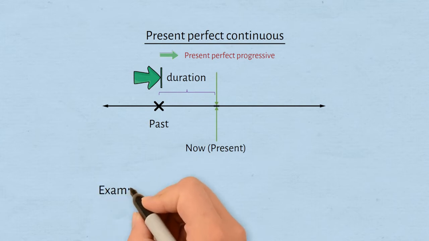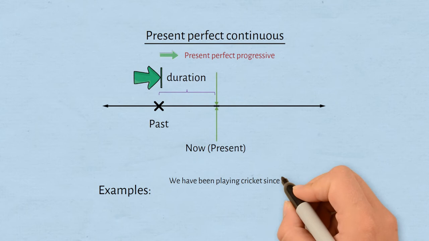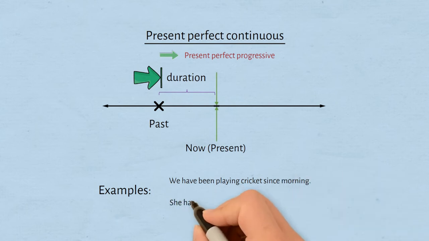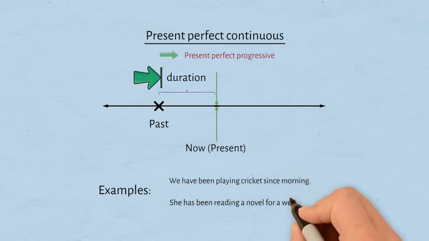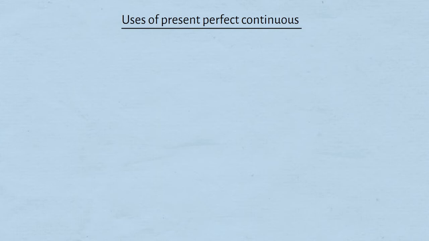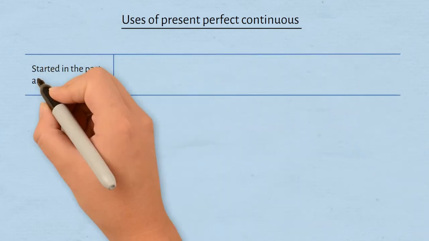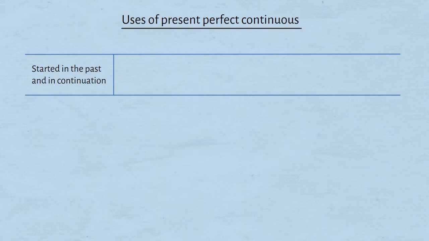Let's look at some examples first. We have been playing cricket since morning. She has been reading a novel for a week. In these examples, the activities had started in the past and they are still in continuation. In these cases, we can use the present perfect continuous tense. We use this tense in the below cases.